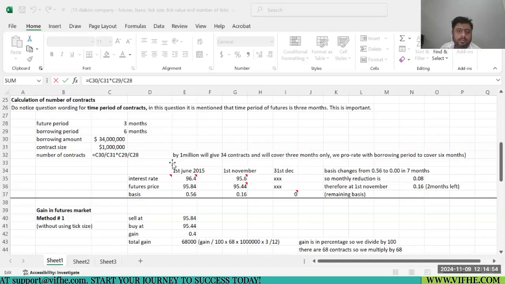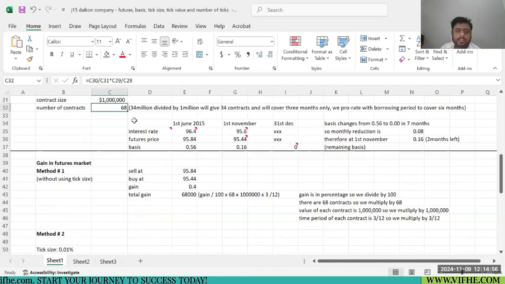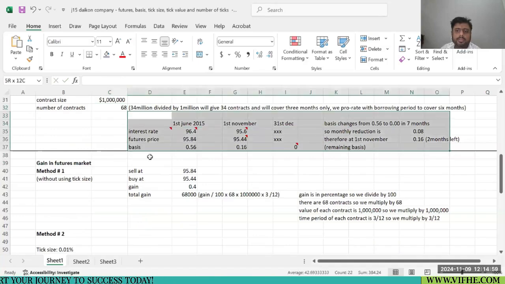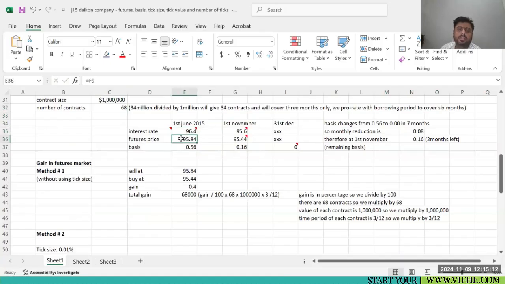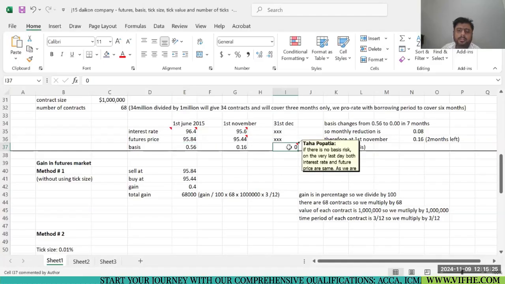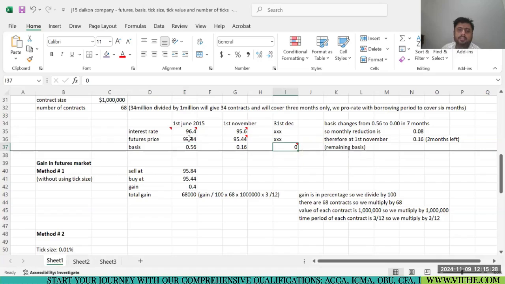Okay, now once we have calculated the number of contracts, it is very simple, same as we used to do in the normal classes, that you take the interest rate today. Your LIBOR was 3.6%, so 100 minus 3.6 is reflected as 96.4. Your futures price given in the question today is 95.84. So the difference, which is known as basis, is 0.56. Then basis diminishes to 0 on contract maturity. 95.84 were December future contracts.